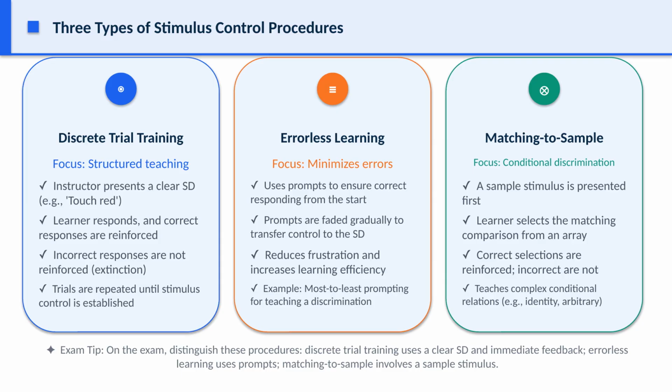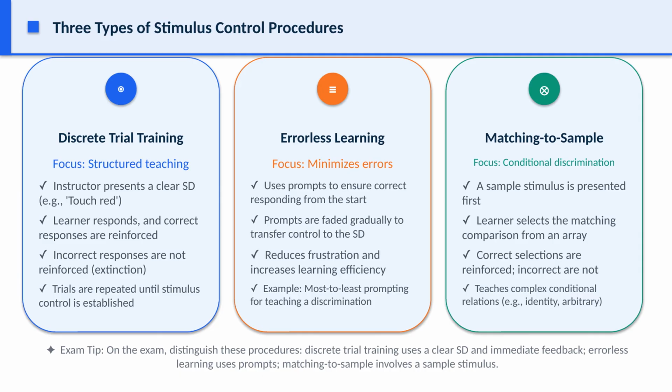On this slide, we examine 3 core procedures that establish stimulus control, a critical concept for the BCBA exam under B.12. Discrete trial training uses a clear discriminative stimulus, like touch red, where correct responses are reinforced and incorrect ones undergo extinction, building stimulus control through repeated trials often for simple or conditional discriminations.